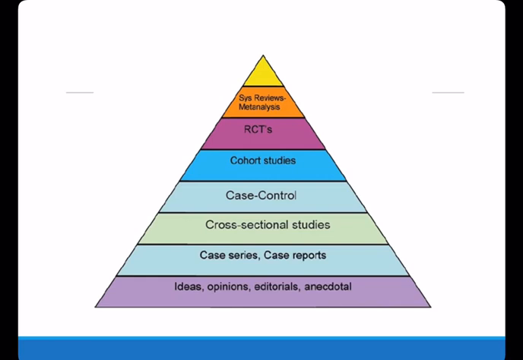Here in the pyramid, we can see the evidence strength of the different types of studies. The higher in the pyramid, the stronger the evidence. At the top level of evidence are systematic reviews and meta-analyses, and the second strongest evidence is randomized clinical trials. Thereafter, we have the cohort study, the case control study, the cross-sectional study, etc.